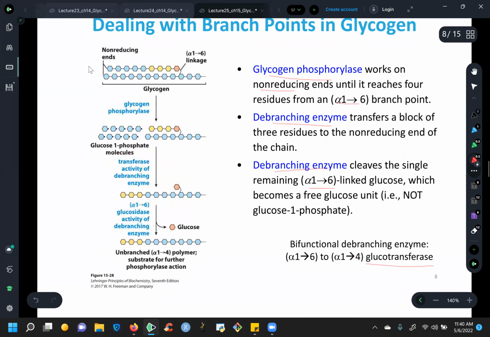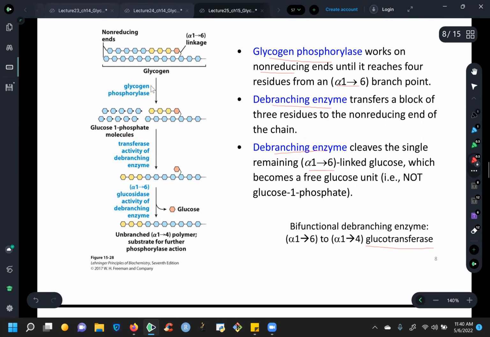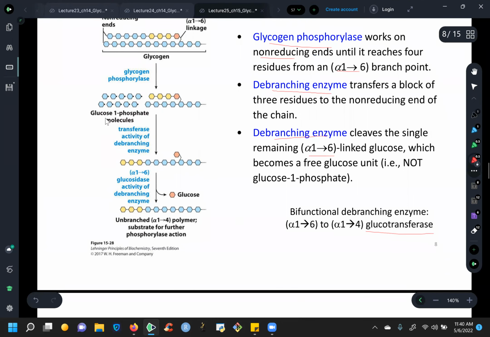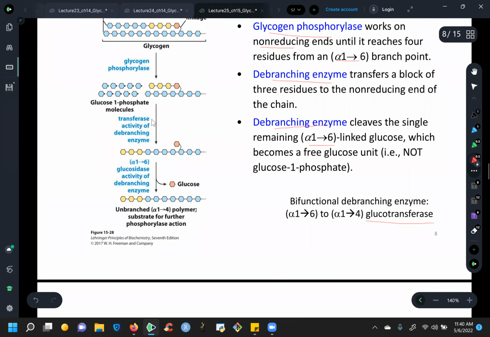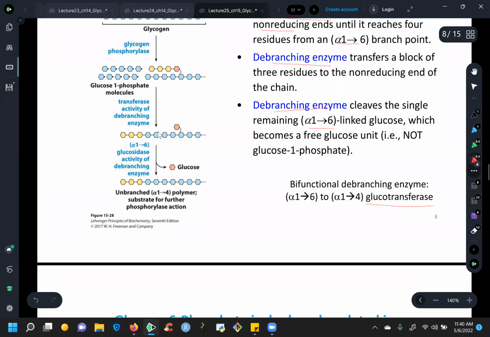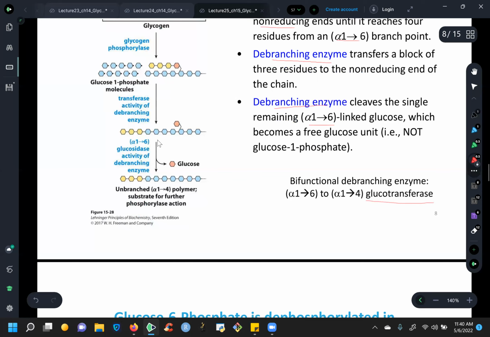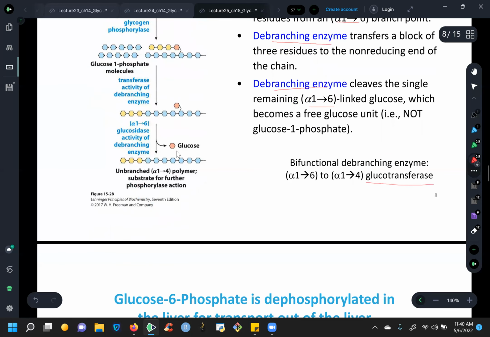So here's the non-reducing end, and this is the alpha 1 to 6 linkage. That's how you know it's a branch. And then you have this enzyme glycogen phosphorylase, which breaks off glucose 1-phosphate molecules. And then you have the transferase activity of the debranching enzyme. You basically just moved those residues, and then you have glucose.